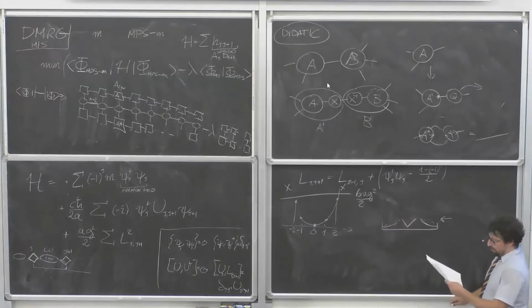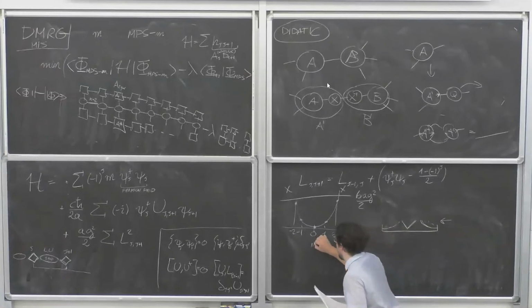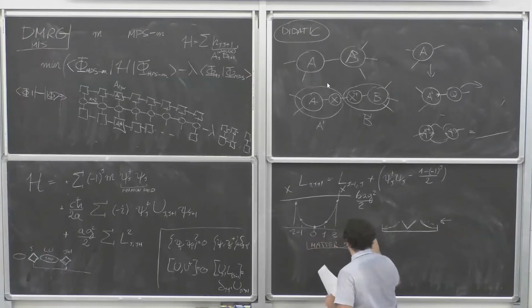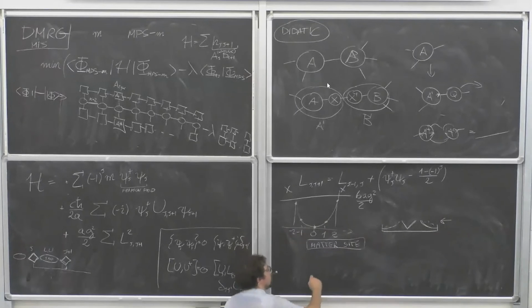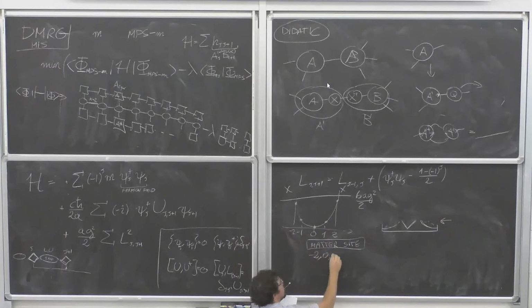Specifically, let's list them. For a matter site, here are all the states that I need to consider. So, states with empty fermion, and they will be -2 quanta of electric field to the left, 0, well, then I must have also -2 quanta to the right. And then -1, 0, -1, so 0, 0, 0, 1, 0, 1, and 2, 0, 2.